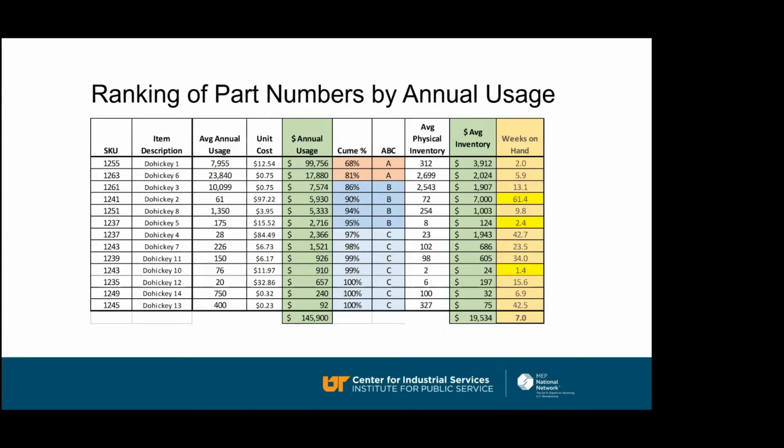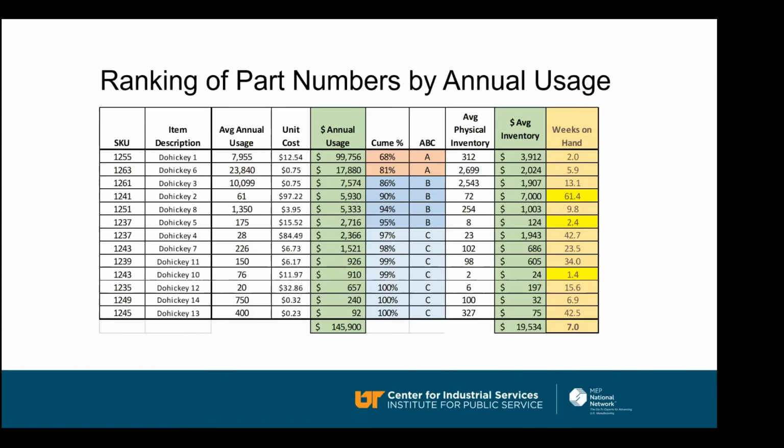On the B items, I've got 13 weeks on hand. That may be okay, but when I see 61 weeks on hand, I'm really worried about that. Something's wrong, okay? And that's simple, because a B item, whether it should be at 3 months or 6 months, that's okay, but you should never have over a year.